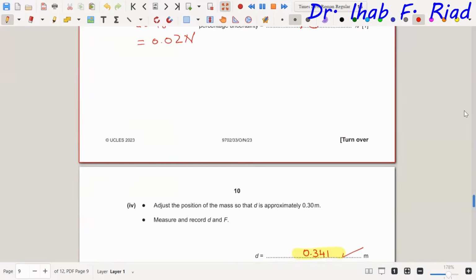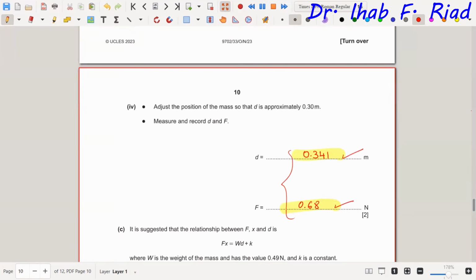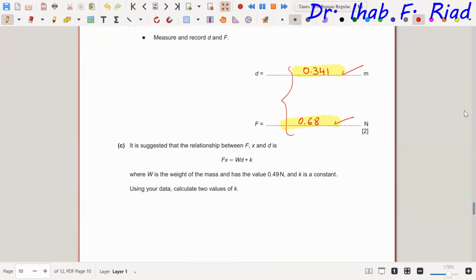No, I don't. Okay. So finally, we have two sets of values: two values for F and D, and again, another set of values for F and D. It is suggested that the relation between F, X, and D is this relation, where W is the weight of the mass and has the value of 0.49 newtons, and K is a constant. Using your data, calculate two values of K.